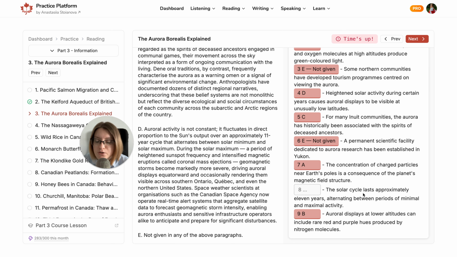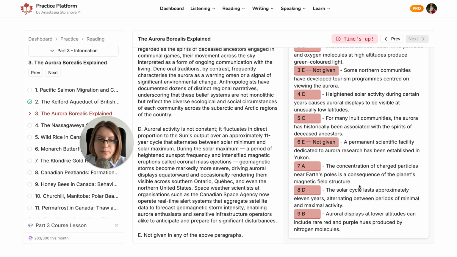And the last one to check, it's actually number 8. Can we match it to D or not? Or maybe we can match it to something else. The solar cycle lasts approximately 11 years, alternating between periods of minimal and maximal activities. Did we have 11 years? Yes, 11-year cycle alternates. And you see we are lucky because there is no paraphrase here. This one is pretty straightforward. But again, always be prepared for a certain paraphrase. So we are going to put D here.